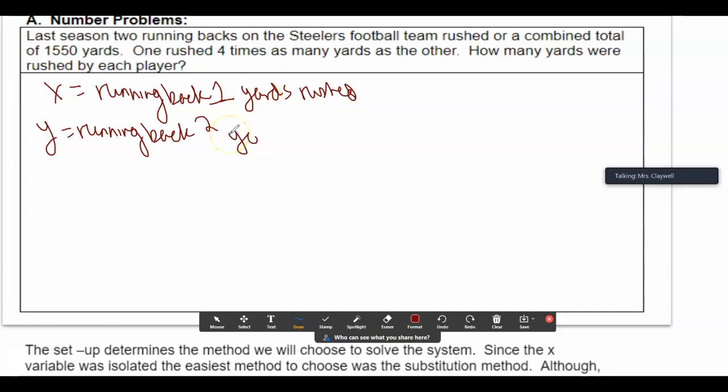Gonna be honest, I don't know what yards rushed means. Hopefully the football people understand.